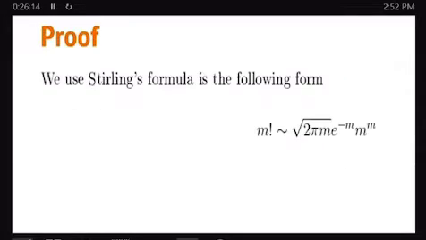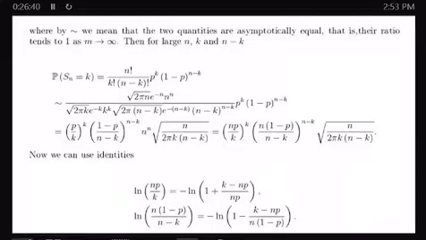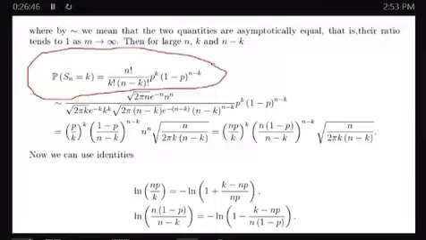Let's start the proof. We're going to make use of the Stirling formula, the approximation of n factorial. You've heard about factorial, right? The approximation of n factorial is the square root of 2 pi n, times e raised to power minus n, raised to power n. Everyone understand that? And I want to start from the binomial now. This is the probability mass function of a binomial distribution.